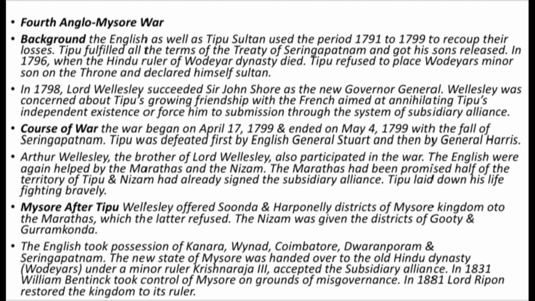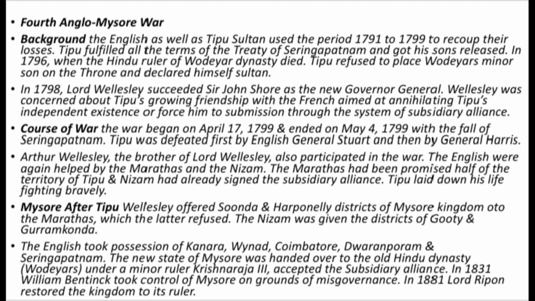In 1798, Lord Wellesley succeeded Sir John Shore as the new Governor General, and as an imperialist to the core, Wellesley was concerned about Tipu's growing friendship with the French and aimed at annihilating Tipu's independent existence or forcing him to submission through the system of subsidiary alliance. The charge sheet against Tipu mentioned that he was plotting against the English with the Nizam and the Marathas, and that he had sent emissaries to Arabia, Afghanistan, Kabul, Zaman Shah, as also to Isle de France, Mauritius and Versailles, with hostile intent. Tipu's explanation did not satisfy Wellesley.